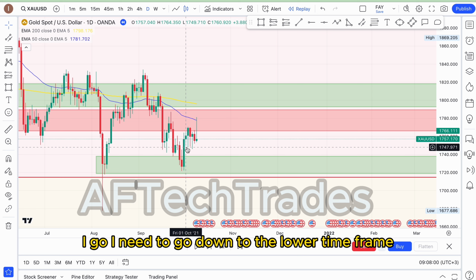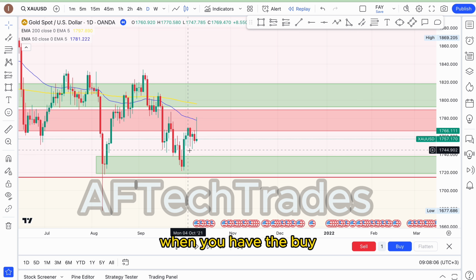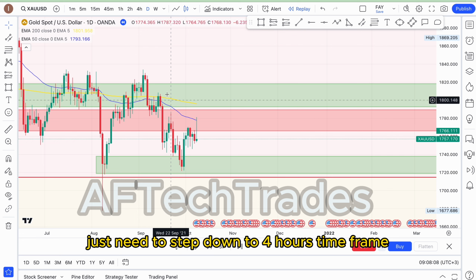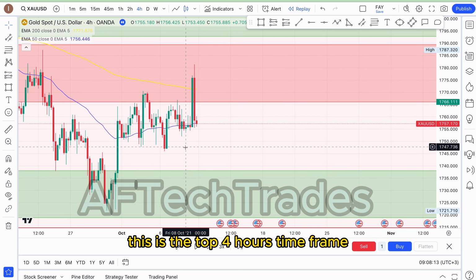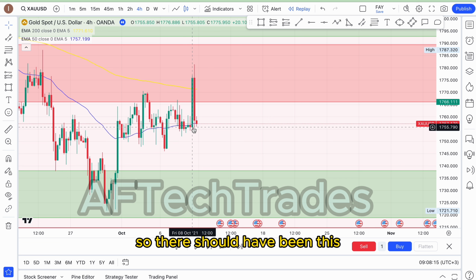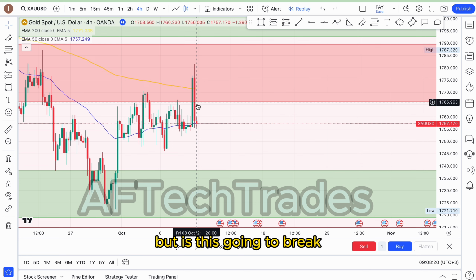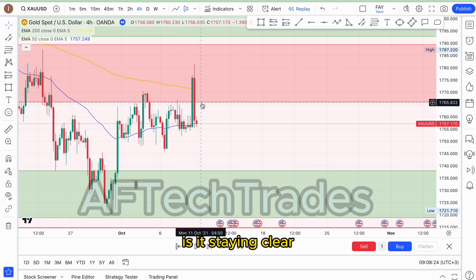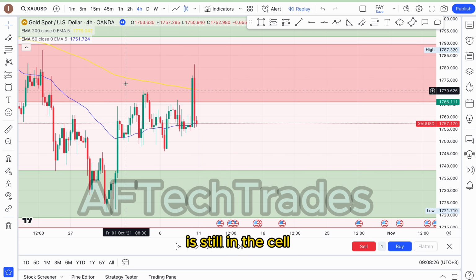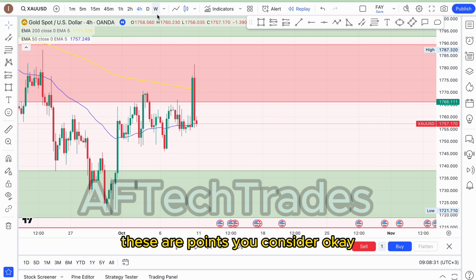I need to go down to the lower time frame after this momentum candle to check for a buy entry. When you have the buy, I won't do that. You just need to step down to the 4 hours time frame. As I said, 4 hours time frame here. This is the top 4 hours time frame. So there should have been, this is the candle, but is this going to break? Remember, this is the 50 moving average. Is it staying clear? Is it still in the sell position? Is this safe for me to enter? These are points you consider.